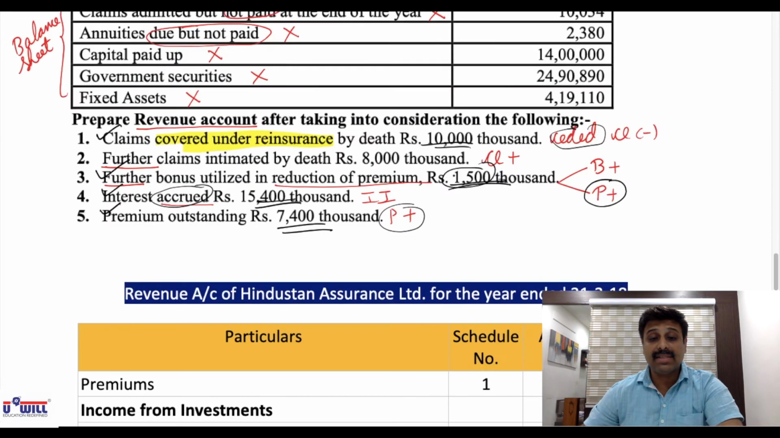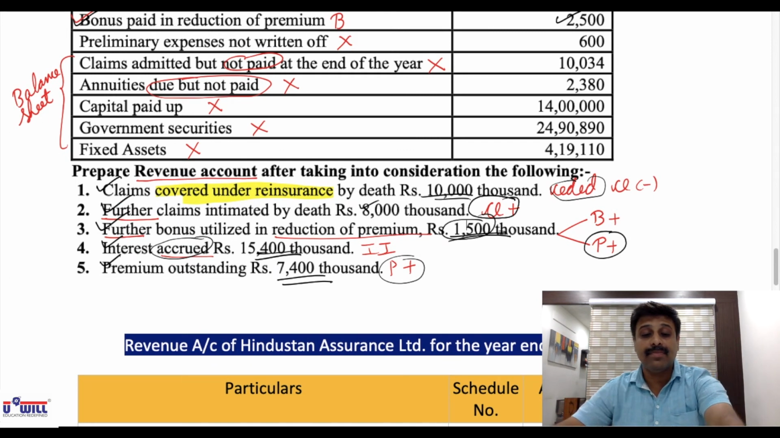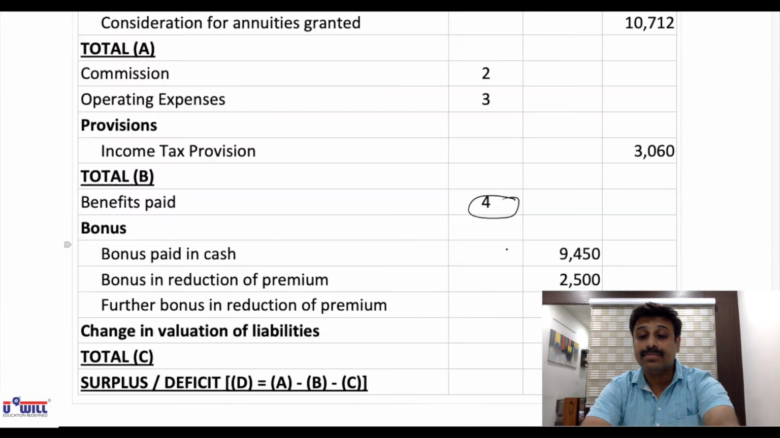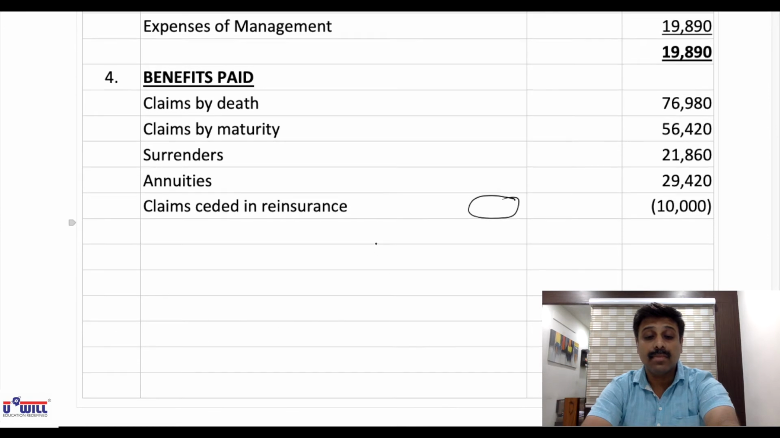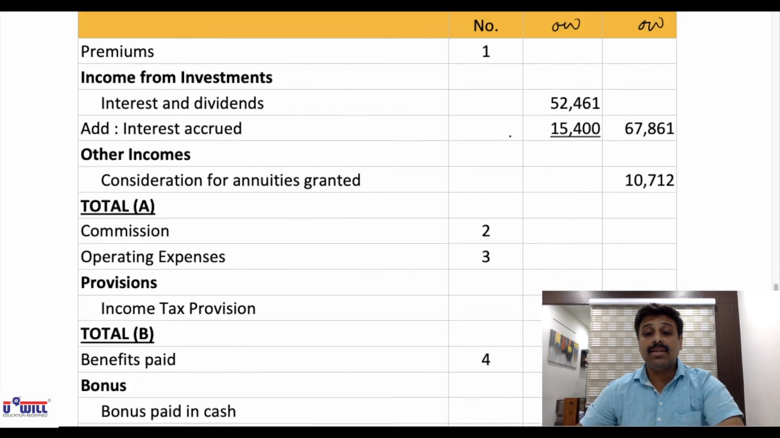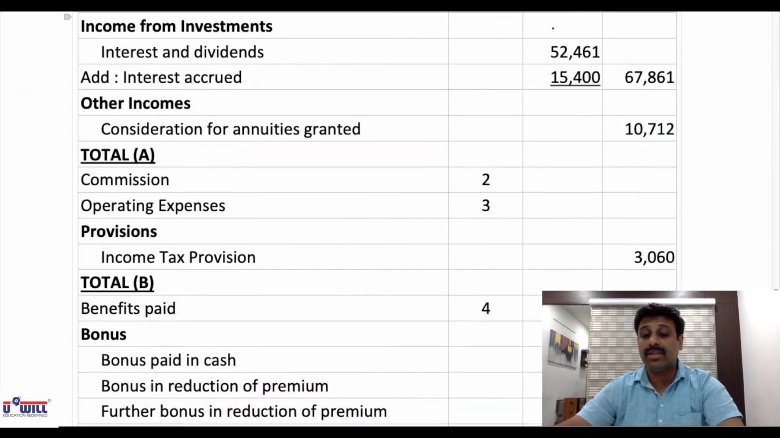Then after claims ceded, adjustment 2, we have further claims intimated by death 8,000, which we will add in claims. So all of you write down further claims intimated by death, 8,000 we have to add. That's it. No other items are marked as CL in the question. All items marked as CL are taken into consideration.